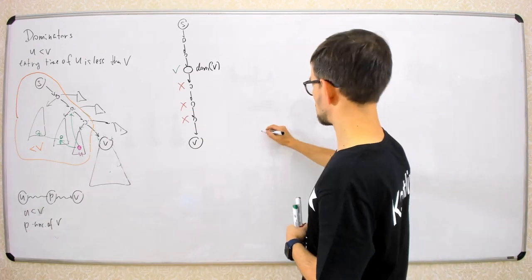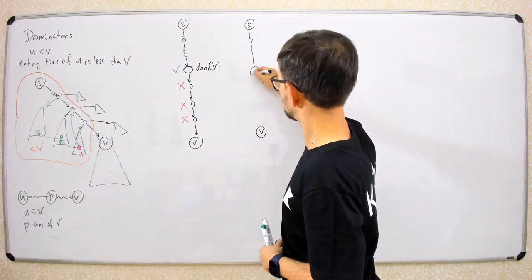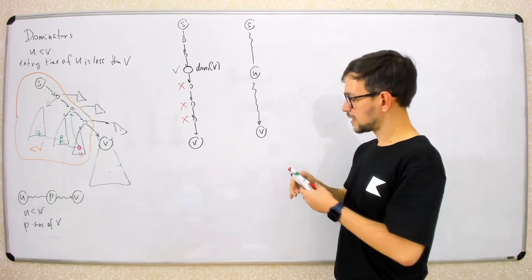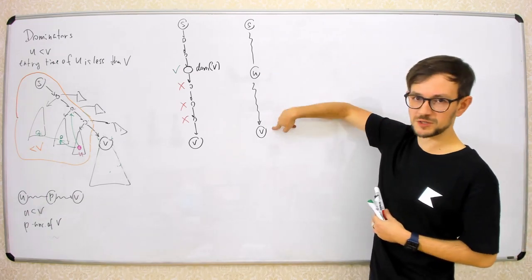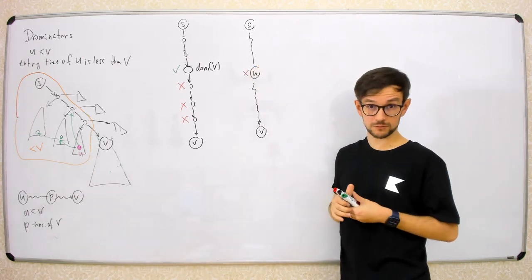Well, let's try again. So you have this node V, this node S. Here you have some node U, and here you have something like this. So if you want to prove this U is not a dominator of V, how to prove this?